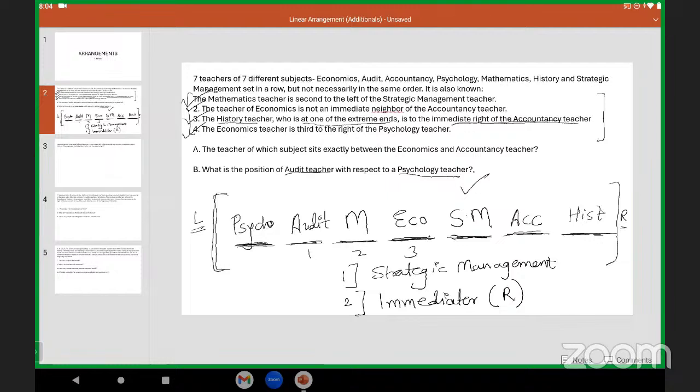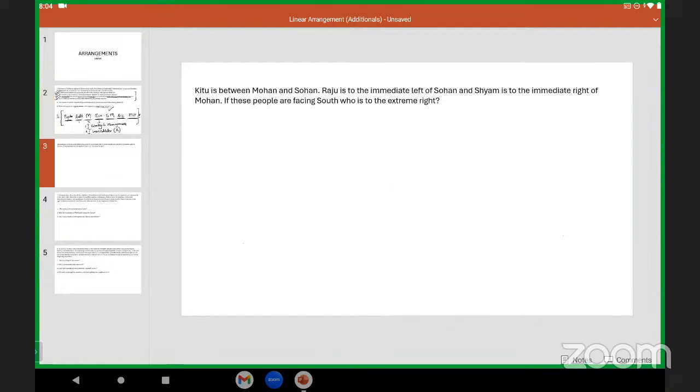So we'll move forward with the second set. You can take 5 minutes to solve this one. This one is easier. Take 5 minutes.